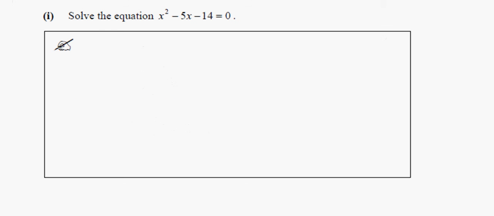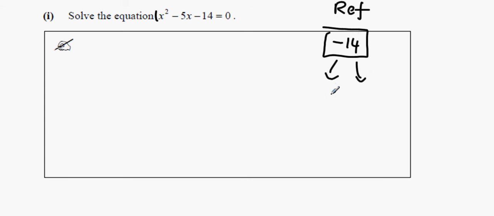Next one. Solve this equation. Once again, it's an example of the reference number 1 multiplied by minus 14. The reference number is going to be 1 multiplied by minus 14, which gives you minus 14. Going to break this up into its factors. You can go for 7 and 2. You want it to be minus 5 in the middle, go for minus 7 plus 2. Minus 7 plus 2 gives you minus 5.